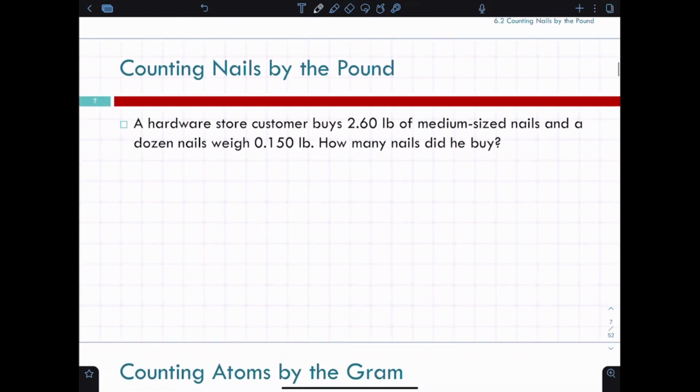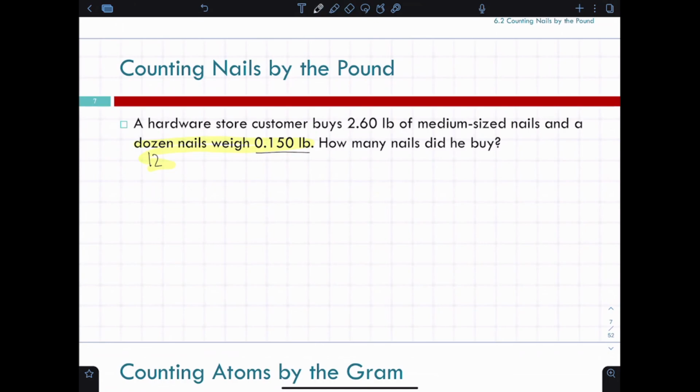So for hardware stores, since each of the nails weighs about the same, we could even say that a dozen nails, so if you get 12 nails, 12 nails weighs 0.150 pounds. Our customer buys 2.6 pounds of nails. How many nails did he buy? So we can use this. Let me highlight it. We can use this as a conversion factor.